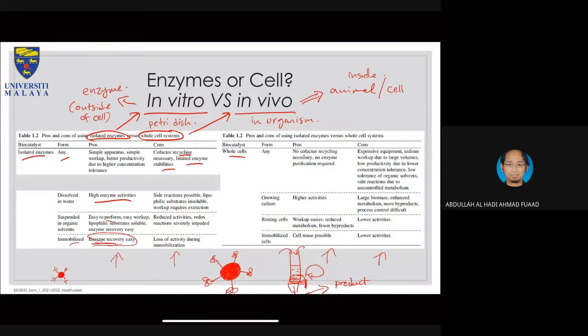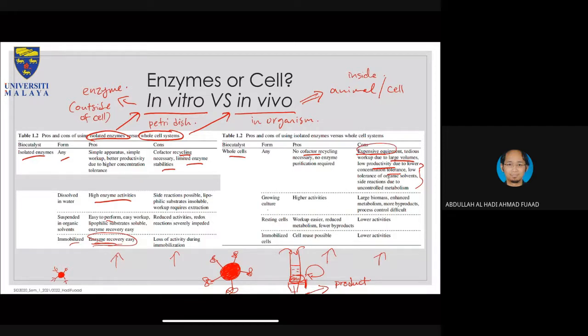But other than that, you don't really need to regulate every single reaction inside the cell. But the con is the equipment is expensive. To use a bioreactor is very expensive. I think last week I already showed you guys a picture of a bioreactor. A tedious workup process due to large volume, low productivity due to lower concentration tolerance, and so forth. But again, this one can easily be optimized. Not that big an issue except for being expensive.